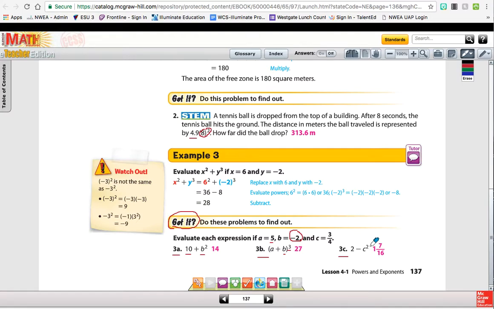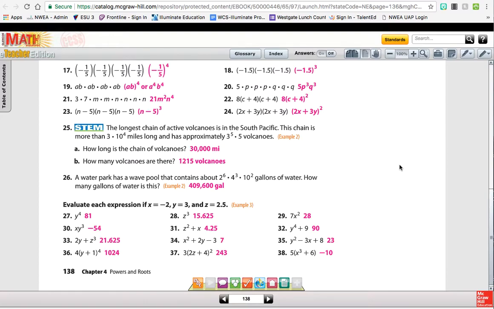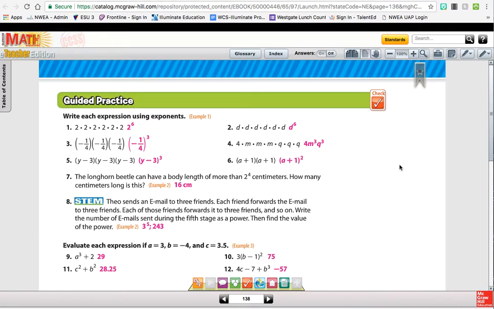C squared would be 3/4 squared. 3/4 times 3/4 would be 9/16. And 2 minus 9/16 is 1 7/16. That's it for the Got It questions on Lesson 4.1.